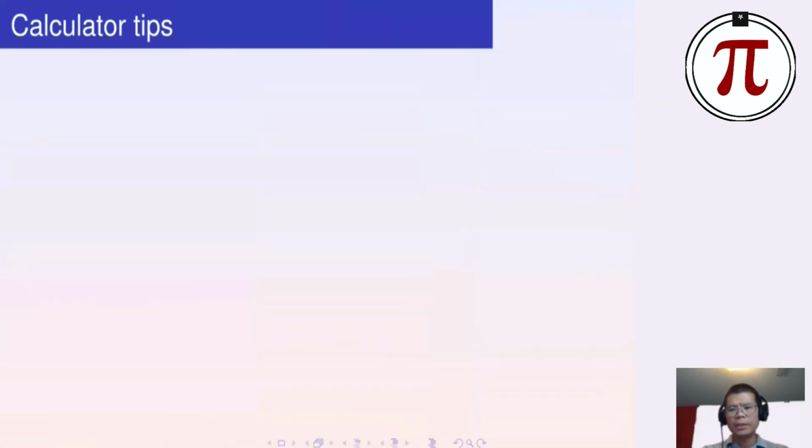Okay, so here, calculator tips. Actually, we discussed this one in the last class, so we're going to skip it. This is to find the sine of t and cosine of t using the calculator. We did this one in the last class.